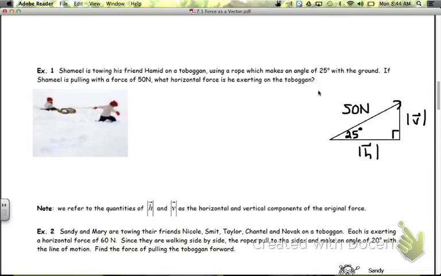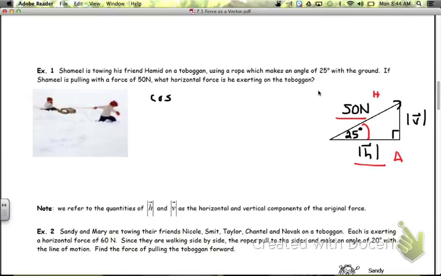Not that this question is asking for our vertical force, but just to show you, we have a horizontal which we label as our vector h, and we label our vertical force as a vector v. And so if we're trying to find our horizontal, and we're given our 50 newtons, using our trigonometry, and this just goes back to using SOHCAHTOA, if we're using our angle of 25 degrees, we can label this as our adjacent side and this as our hypotenuse. So those are the two sides we want to use. Therefore we're going to use cosine.